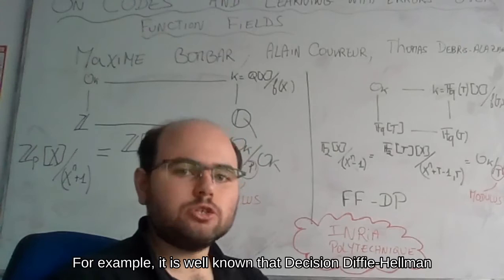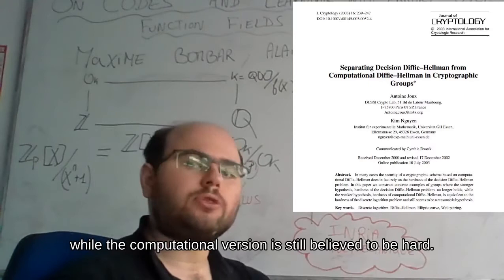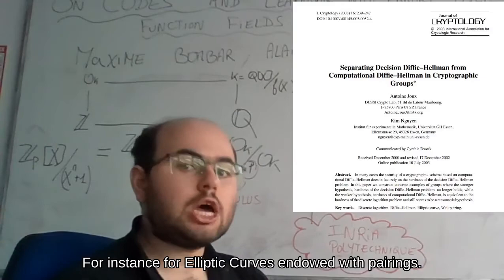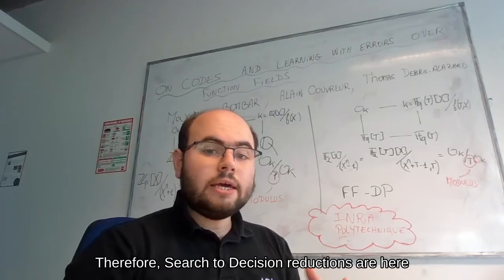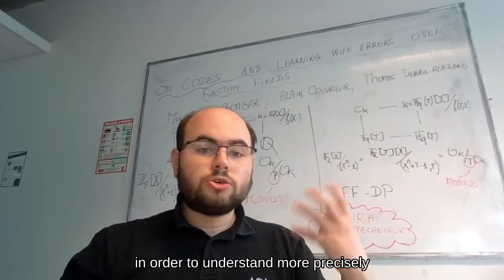For example, it is well known that decision Diffie-Hellman is easy in some instantiations, in some groups, while the computational version is still believed to be hard. For instance, for elliptic curves endowed with pairings. Therefore, search-to-decision reductions are here to bridge search and decision problems in order to understand more precisely the hardness of decision problems.